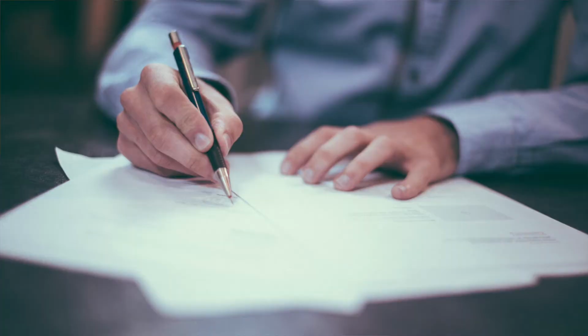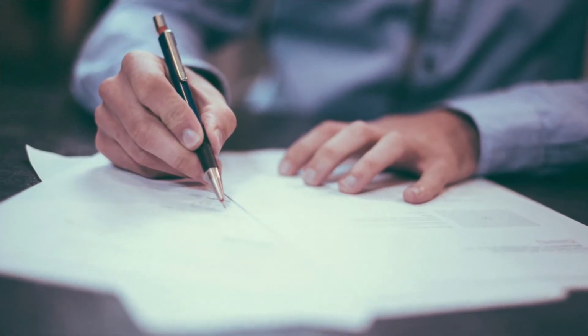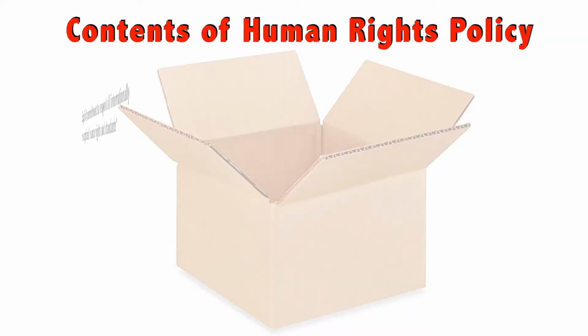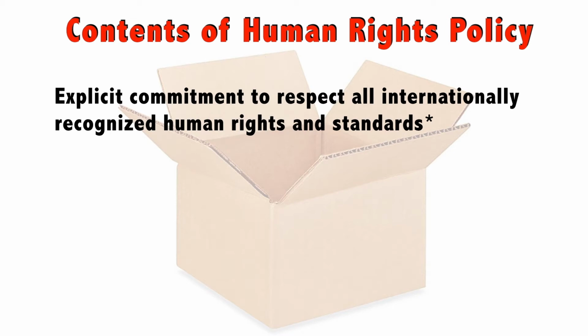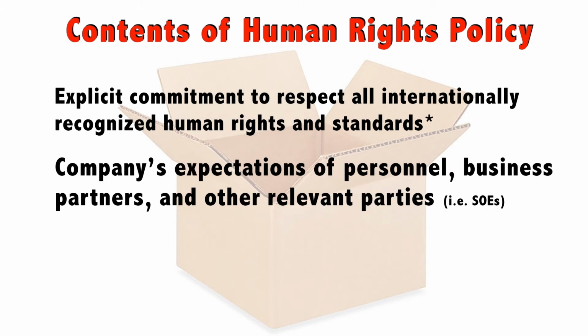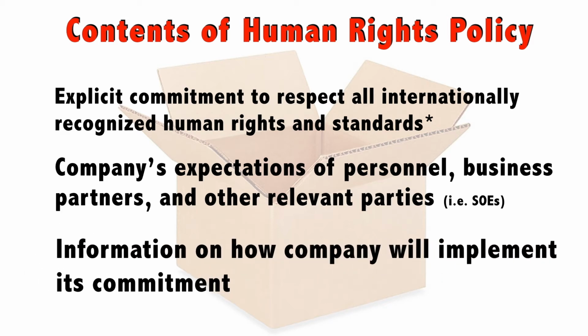Once you've completed the planning stage and are ready finally to put pen to paper, you're going to want to ensure that your policy statement contains at minimum some of the following components. An explicit commitment to respect all internationally recognized human rights and standards, understood to be as a minimum the International Bill of Rights and the ILO's Declaration on the Fundamental Principles and Rights at Work. Another thing you'll consider is the stipulations concerning the company's expectations of personnel, business partners, and other relevant parties, and information on how the company will implement its commitment in this regard.